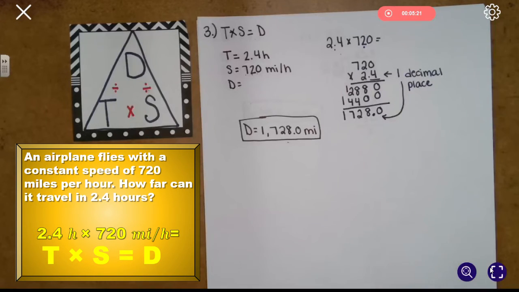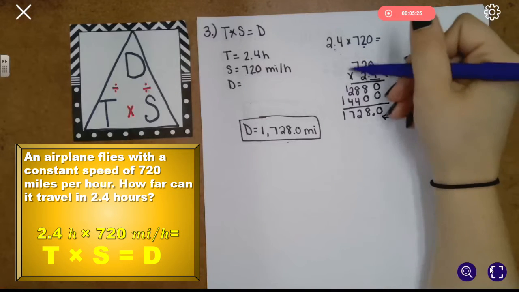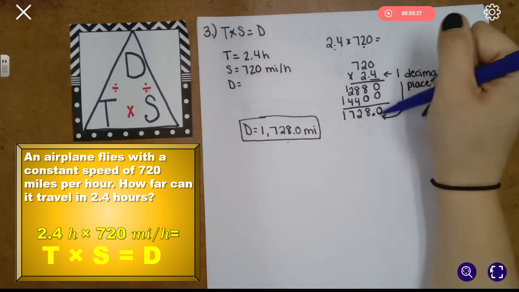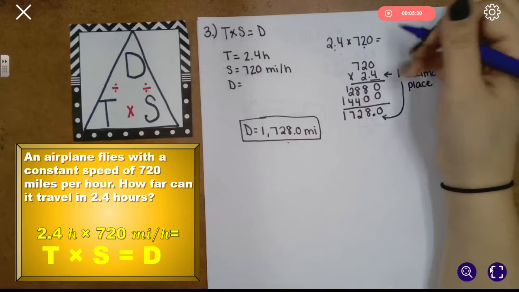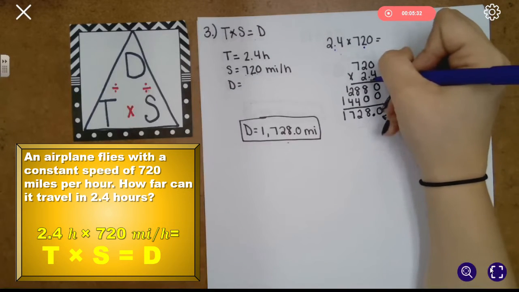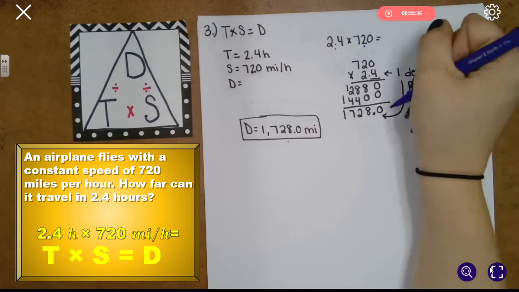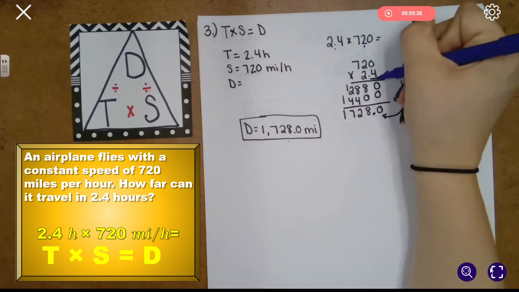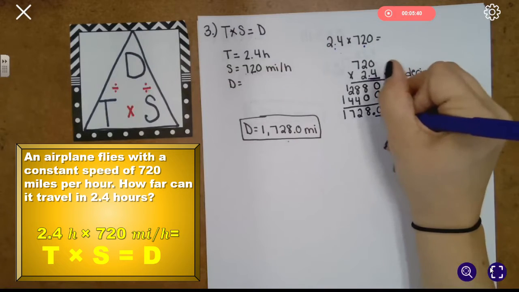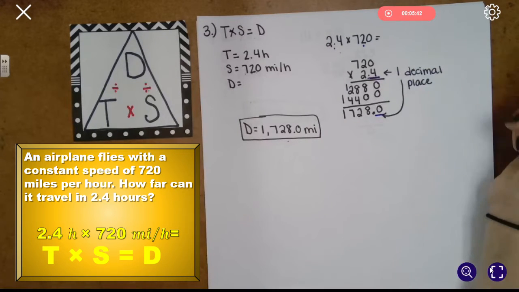When you're multiplying with a decimal, don't forget however many decimal places you have in your problem is how many decimal places you have in your answer. So I only have 1 decimal place up here in my problem. So in my answer, I have 1 decimal place. So there's 1 decimal place here. I have 1 decimal place down here. So your answer should be 1,728 miles.